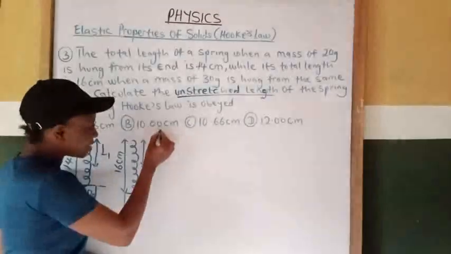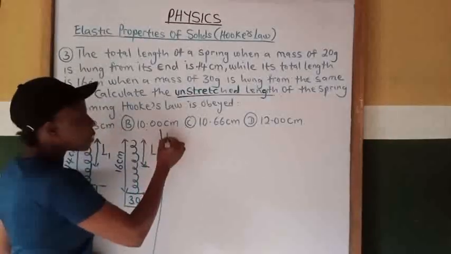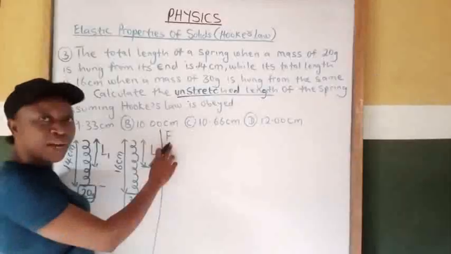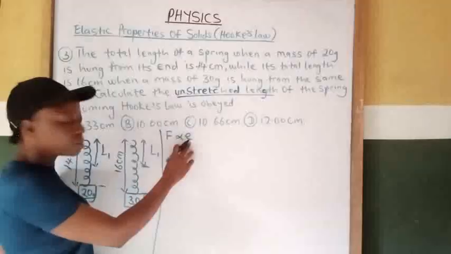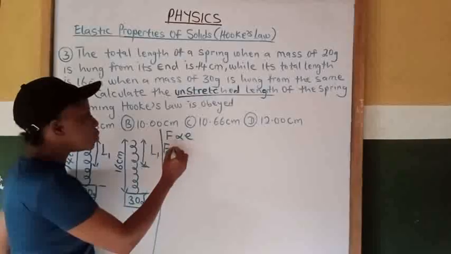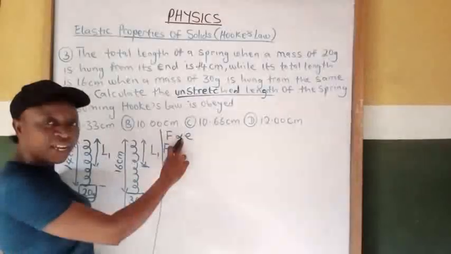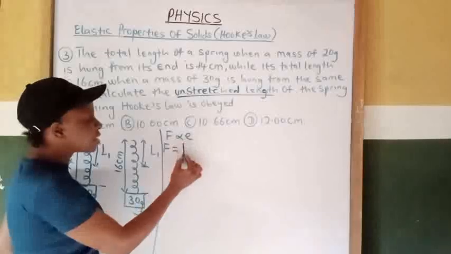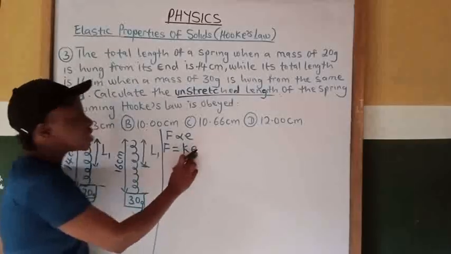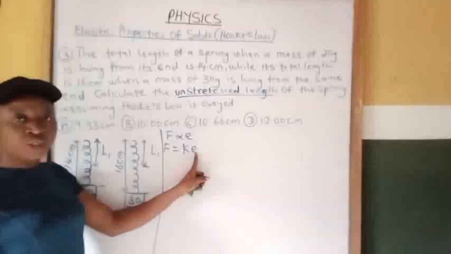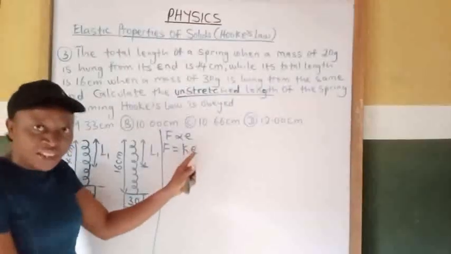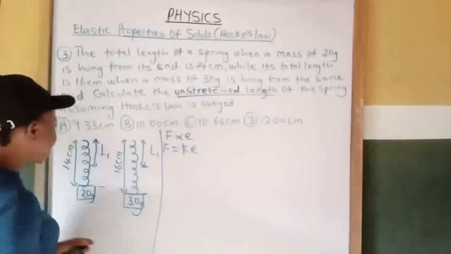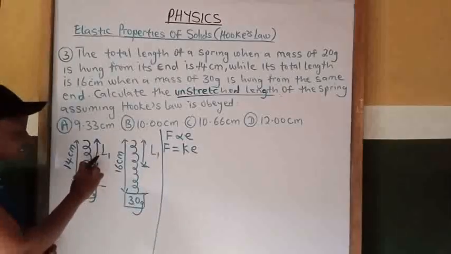Assuming Hooke's law is obeyed, then what is Hooke's law? Hooke's law states that the force applied on an elastic material is directly proportional to the extension. So therefore, force will be equal to, the sign of proportionality will change to constant K, so F = KE. This E is the extension. Then what is extension? Increase in length or change in length of an elastic material.